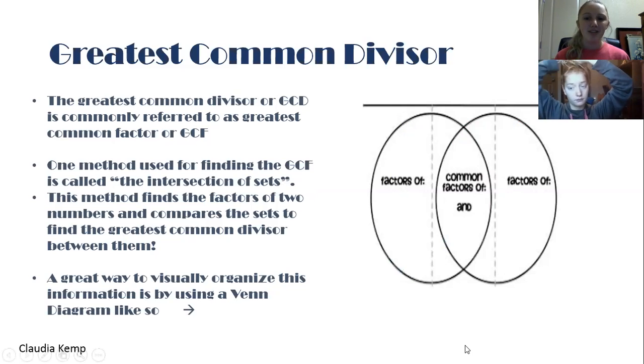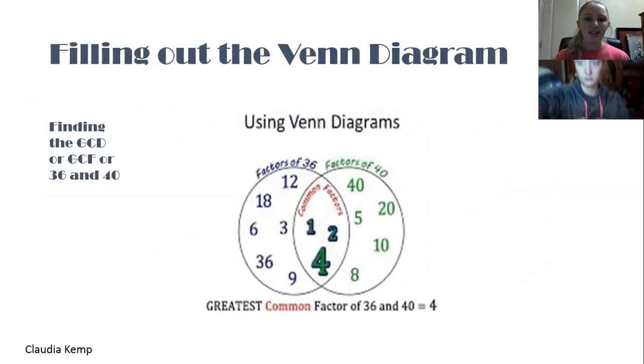like so. The factors of one number go on this side, the factors of the other go on the other side, and then the common factors of the two are in the middle, and the greatest number of the common factors would be the greatest common divisor. And here is a filled out Venn diagram, finding the greatest common divisor of 36 and 40, the factors of 36 on the left, factors of 40 on the right, and the common factors in the middle. The greatest number of these common factors is 4, so the greatest common divisor is 4.